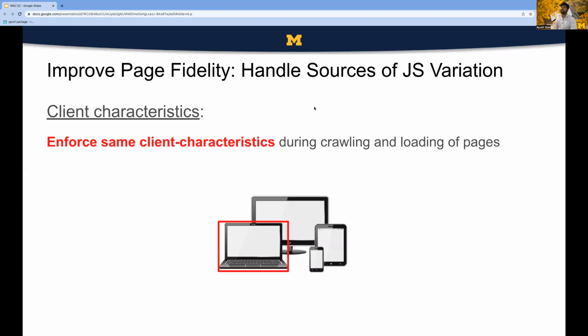The second source of JavaScript variation is client characteristics. For example, different browser types, such as Chrome or Firefox, or different client devices, for example, a desktop and an iPhone. In order to ensure that all the variations in URLs caused by client characteristics are handled, we enforce the same client during crawling and loading of pages.